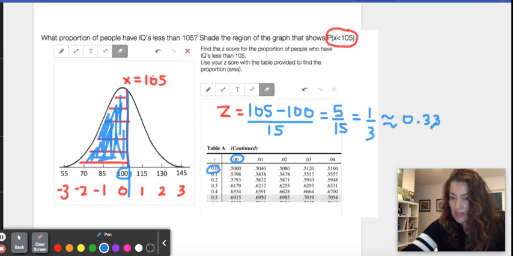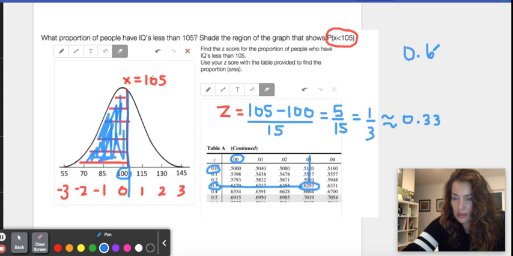So if I want to look up a z-score of 0.33, well, 0.3 is right here, and for 0.33, I will just go to the fourth column right here. So going down here, the corresponding decimal, if I drew across from 0.33, is 0.6293. So 0.6293 is the area under the curve that I shaded here to the left of 105.